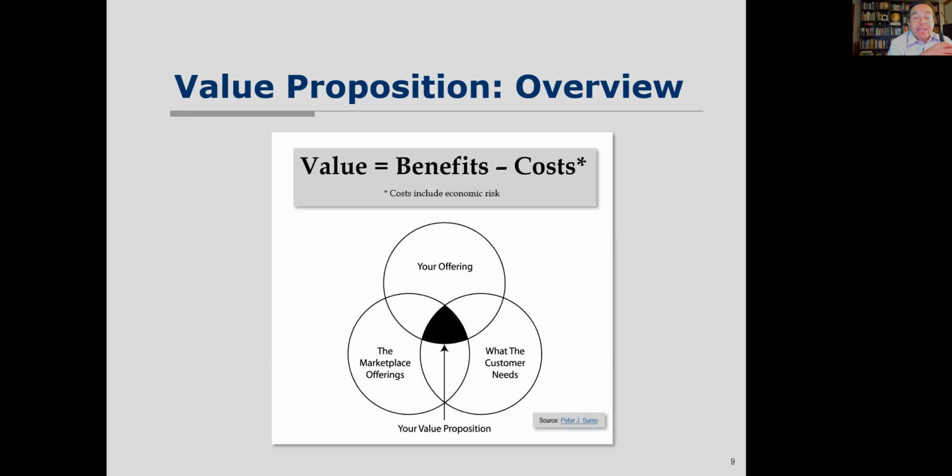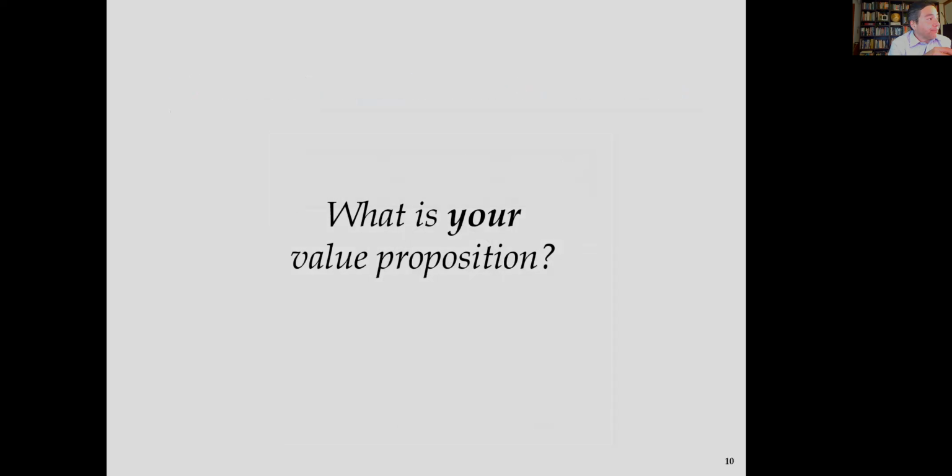You can increase that by getting closer to what your customer needs. And that's why market analysis is so important. And you can make that bigger by differentiating from the other competitors. And that's related to the marketing strategy and the differentiation that we talked about. So that's your value proposition.